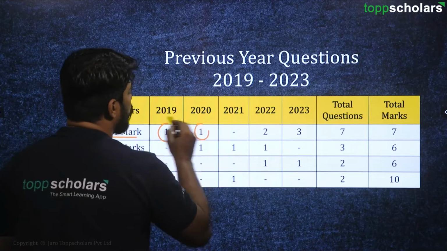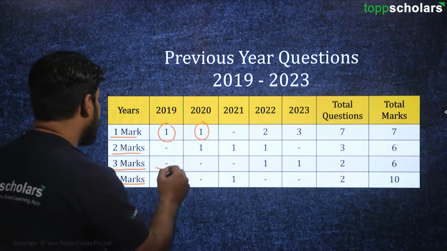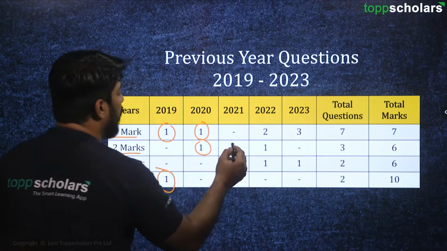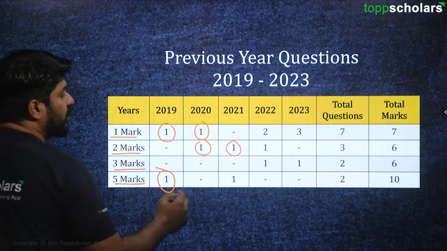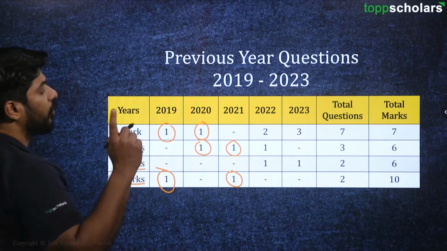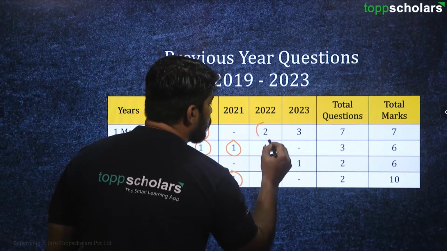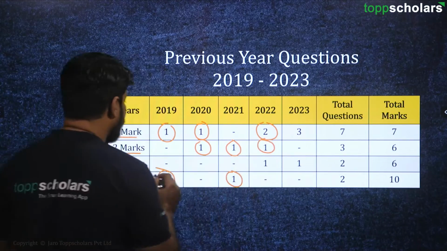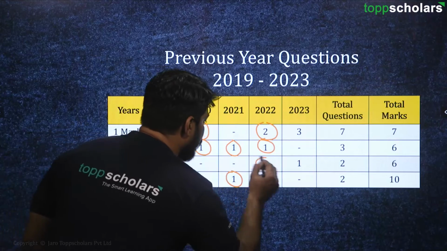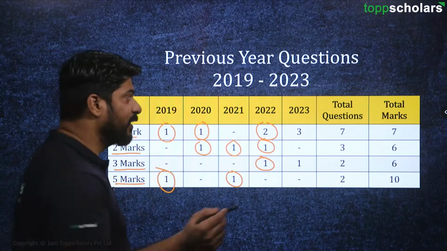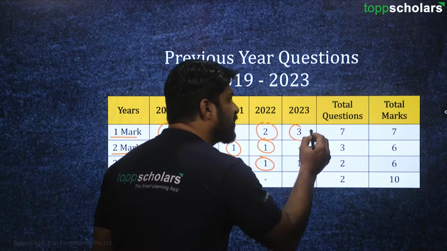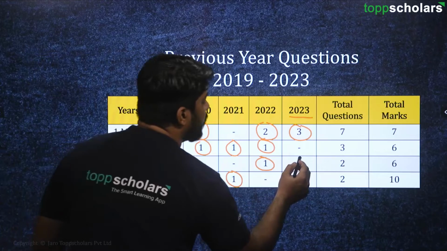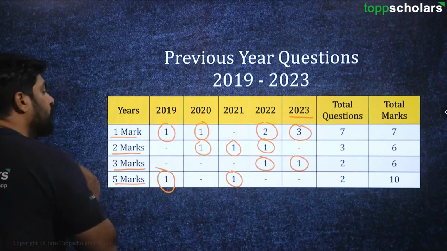Then in 2020, 1 question for 1 mark and 1 question for 2 marks. Then in the year 2021, we have got 1 question for 2 marks and again 1 question for 5 marks. And if we come to 2022, we have got 2 questions for 1 mark, 1 question for 2 marks and 1 question for 3 marks. Similarly, in the last year 2023, we have got 3 questions for 1 mark and 1 question for 3 marks.